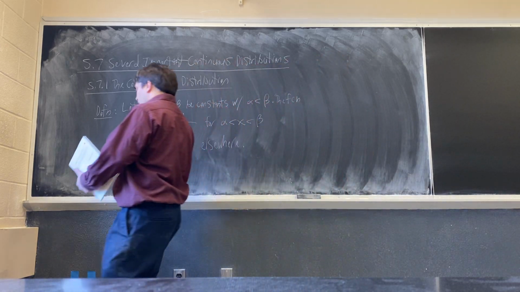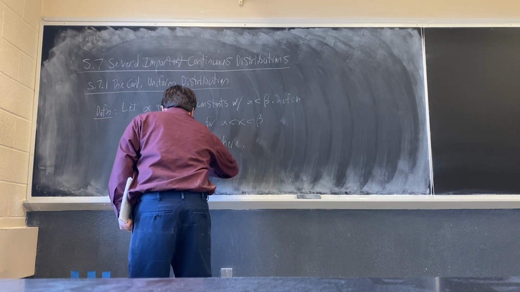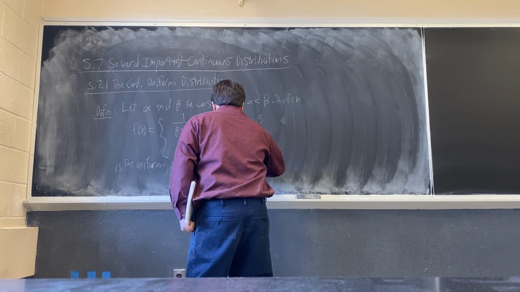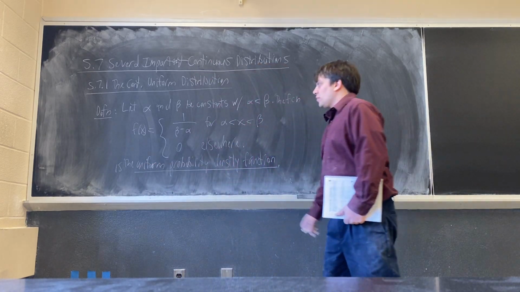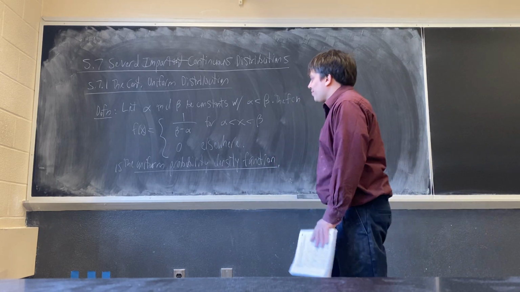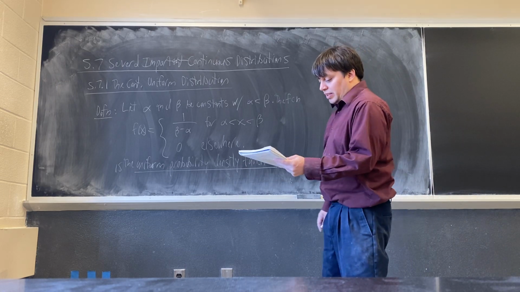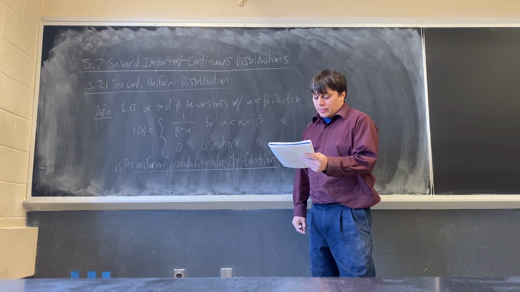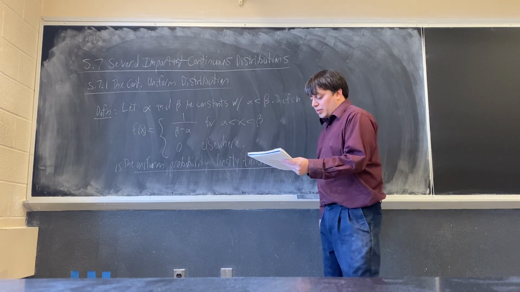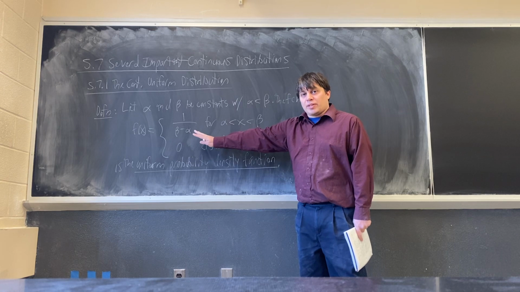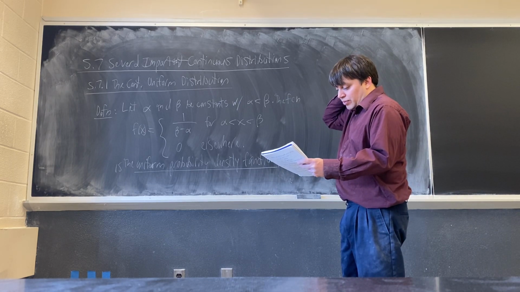Okay, so that function is the uniform probability density function. And so this defines the uniform probability density function. A continuous random variable that has a uniform distribution is called a continuous uniform random variable if its probability density function can be defined like this. So if you have this probability density function, then what you have is a uniform distribution.